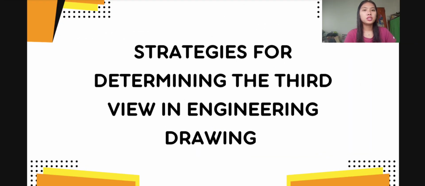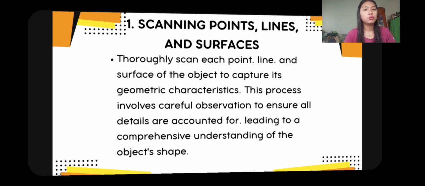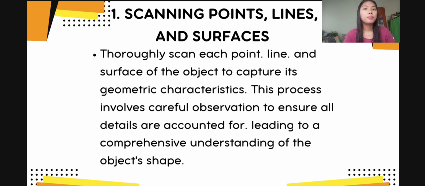There are strategies for determining the missing view. The first is scanning points, lines, and surfaces. The first strategy is to carefully scan all the points, lines, edges, and surfaces shown in the two given views. Every line has meaning. Some lines show length, some show height, and some show depth. By checking where each line begins and ends, we can understand the shape the object is forming.